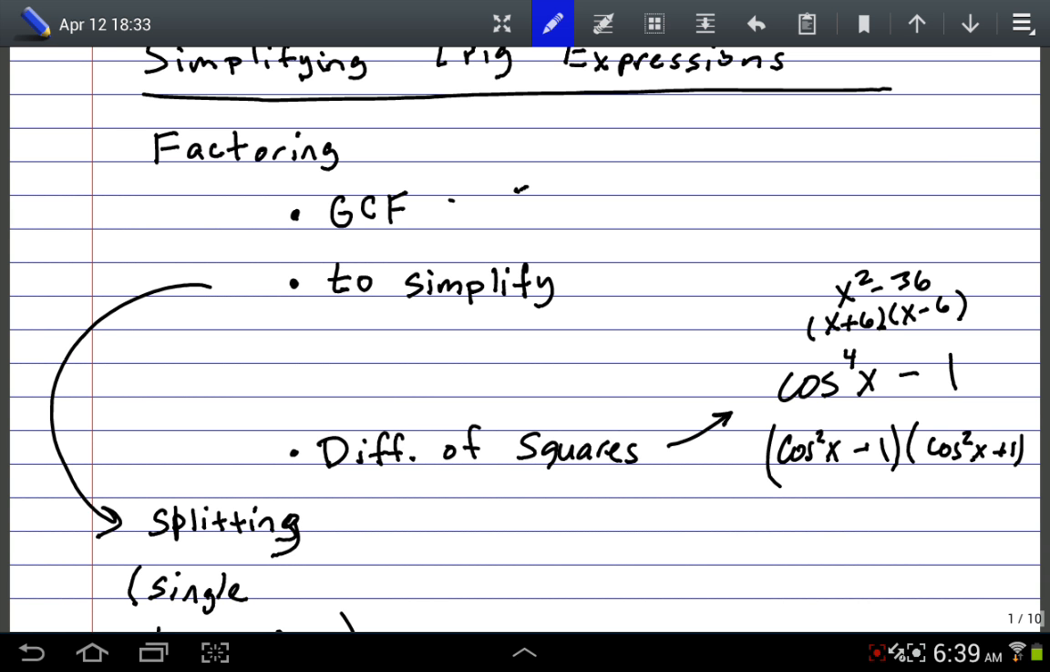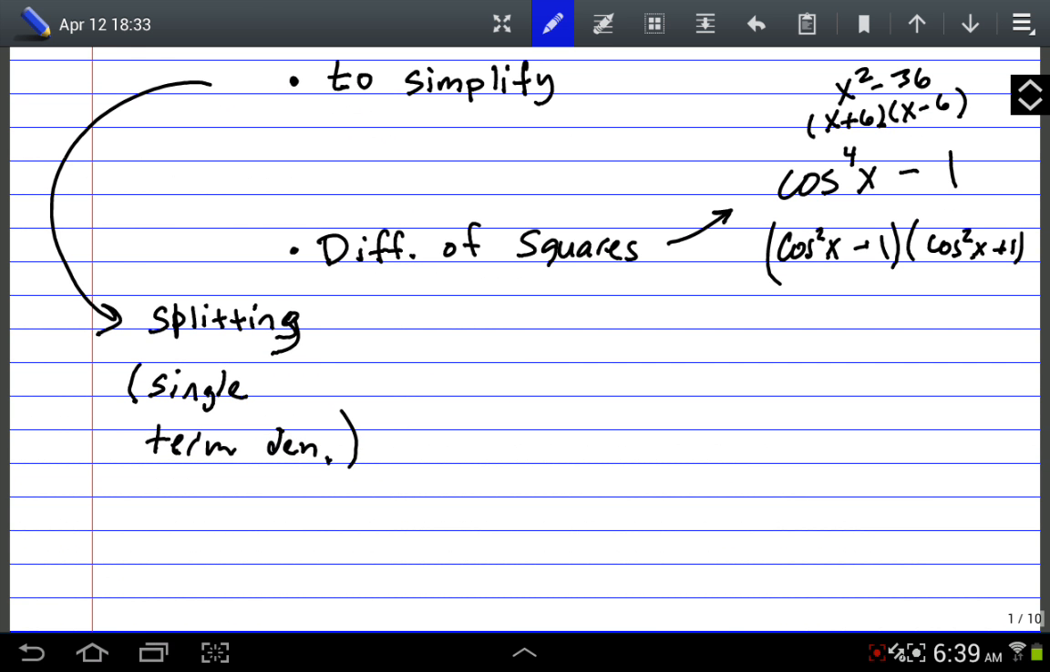Now, the other strategy here, so we're actually going to do 3 different strategies today that all work together. So factoring, and now this next one here, to simplify also, is called splitting. Splitting is only when you have a single term in your denominator, not when you have multiple terms in the denominator. So let me give you an example of this one without using trig. Let me give you an example like with the quadratic formula.